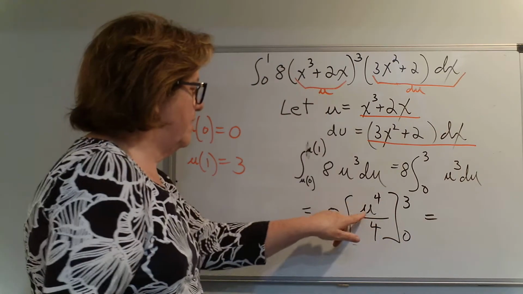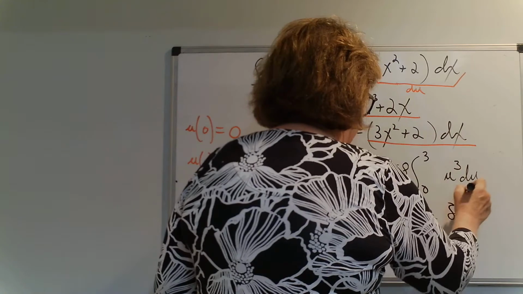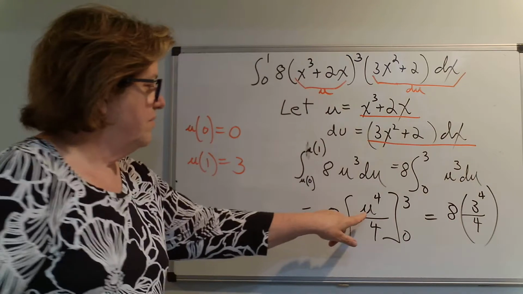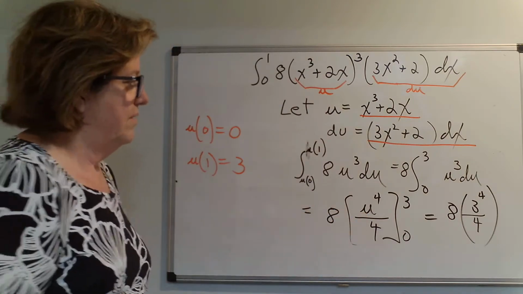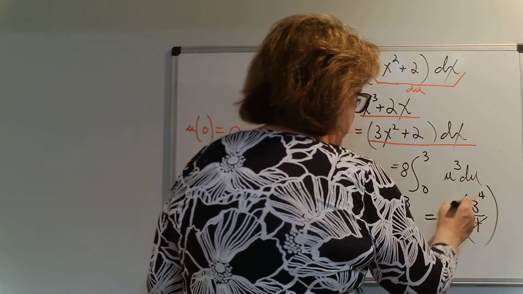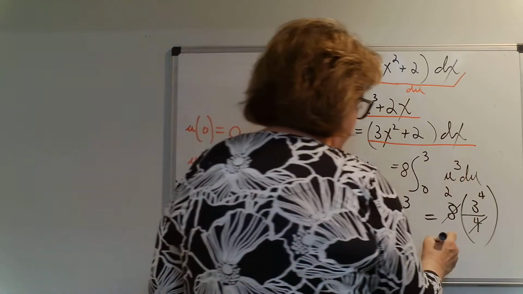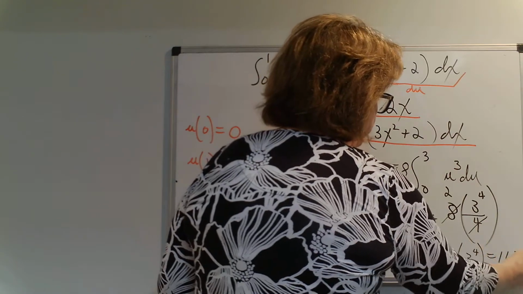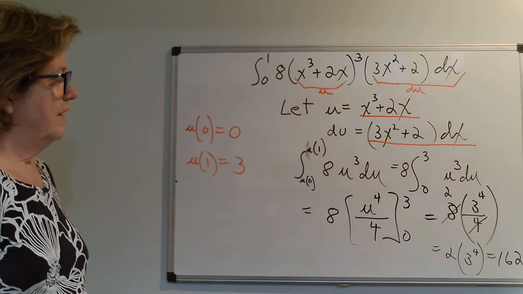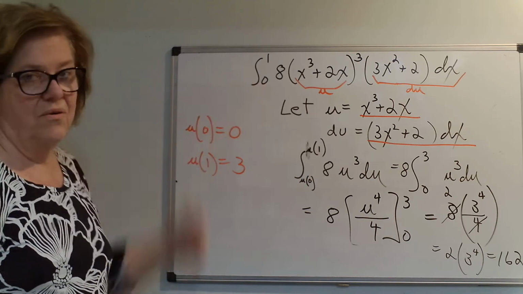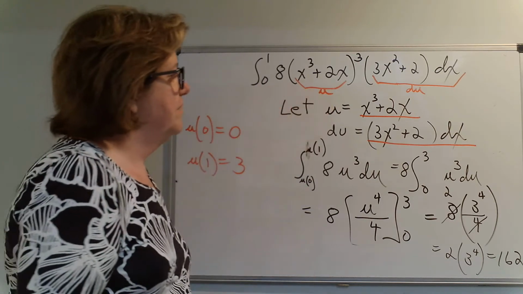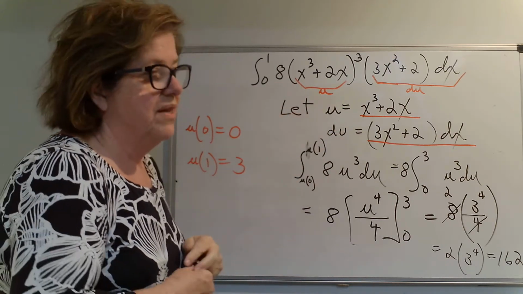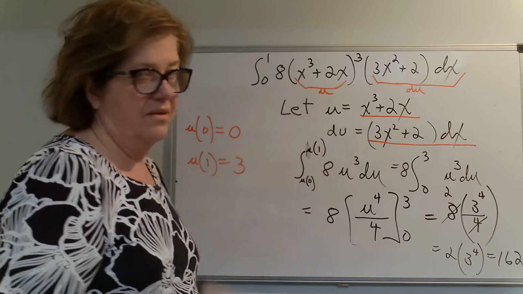If I put in a 3, I would get 8 times 3 to the 4th over 4. If I put in a 0, I just have 0, so it's minus 0. Simplify this. 4 goes into 8 twice. We have 2 times 3 to the 4th. Same thing we got before. So even though I didn't know specifically what the antiderivative was, using the method of substitution, I can still figure out the integral.